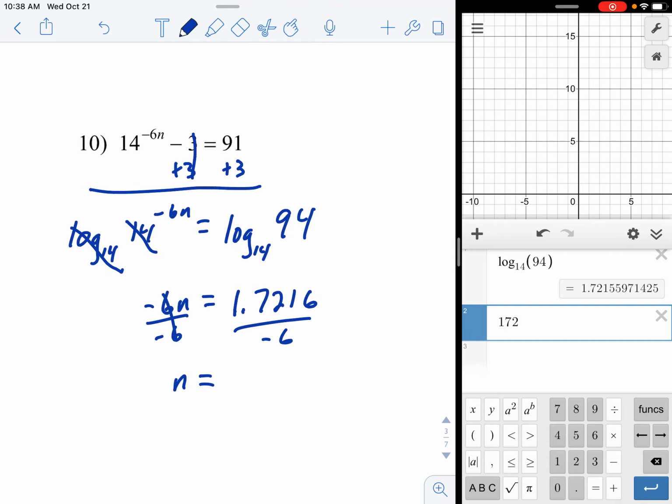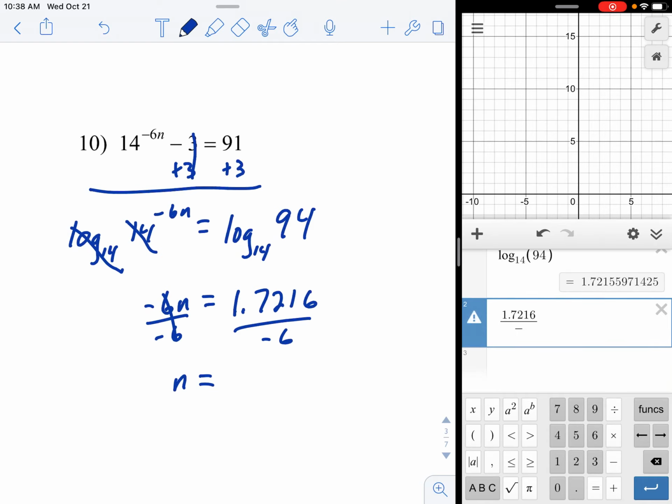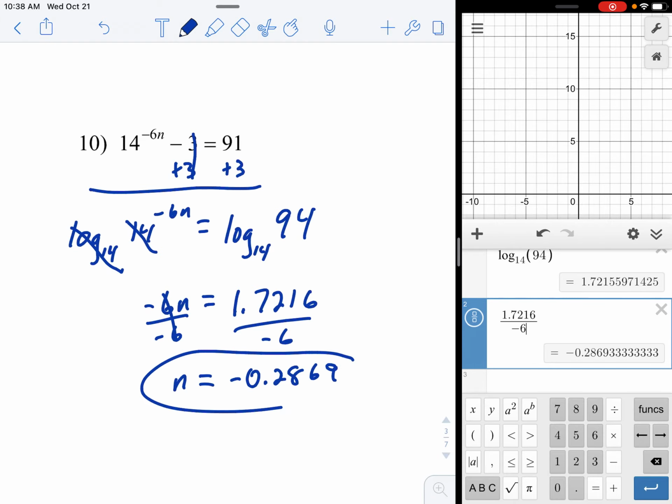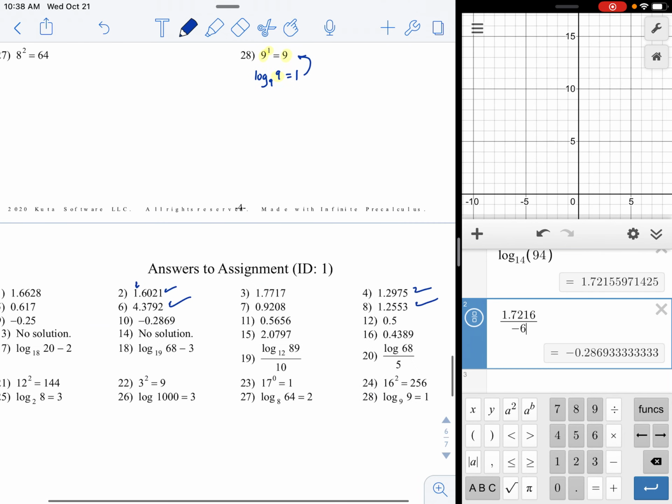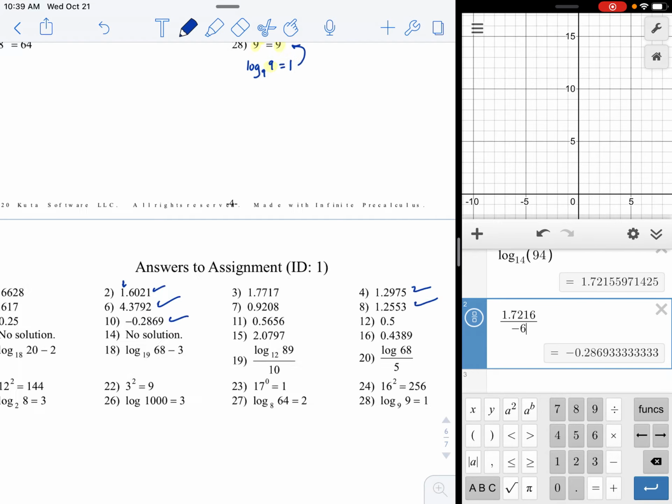Now I need to divide both sides by negative 6 to isolate n. 1.7216 divided by negative 6. Negative 0.2869. Let's check number 10 and see if that's the right answer. Negative 0.2869. We are good.